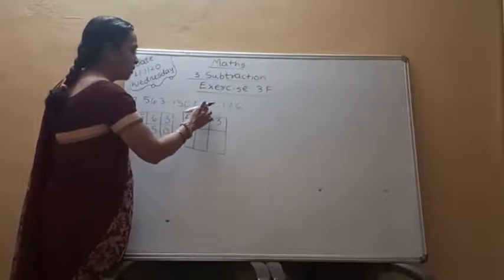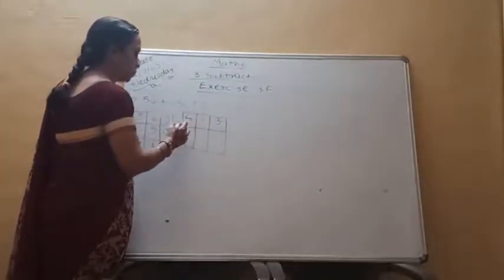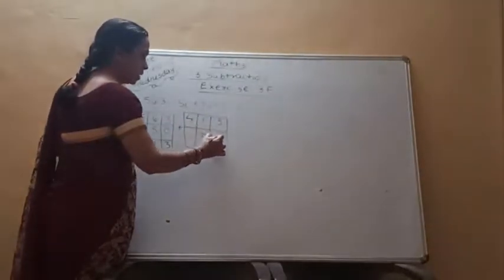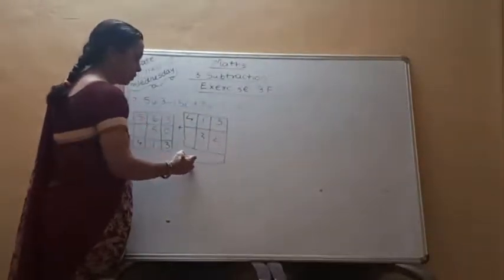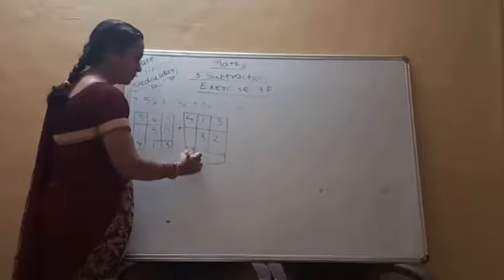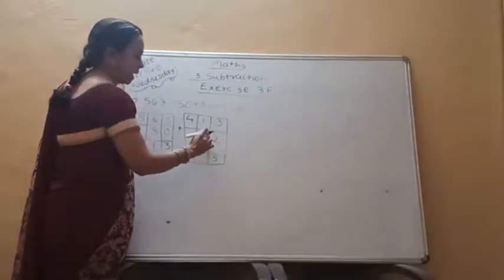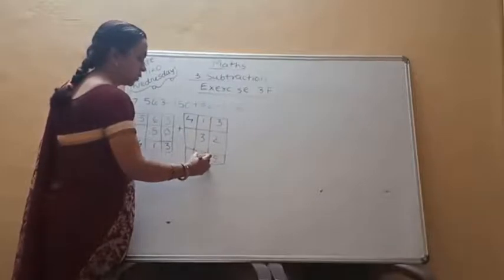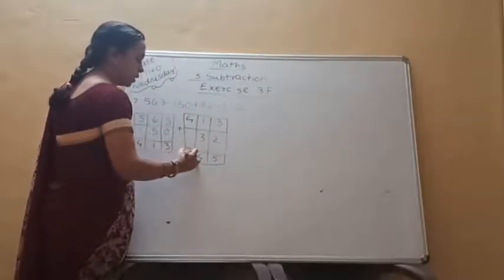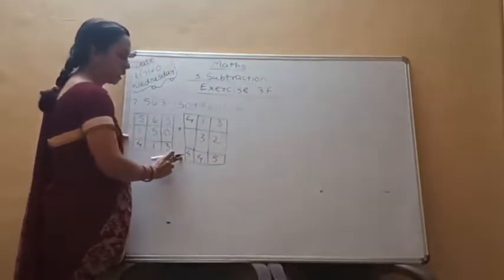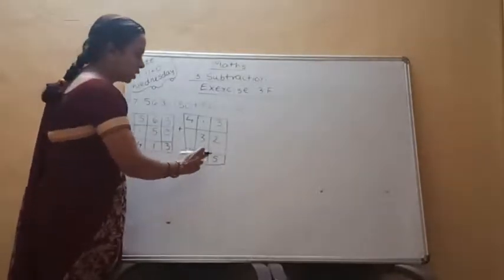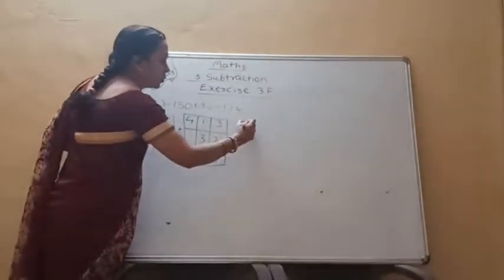Now what we have to write here? Plus 32. 413 plus 32. Now do this addition. 3 plus 2, 5. 3 plus 1, 4. This 4 as it is. So what is our answer? 445.